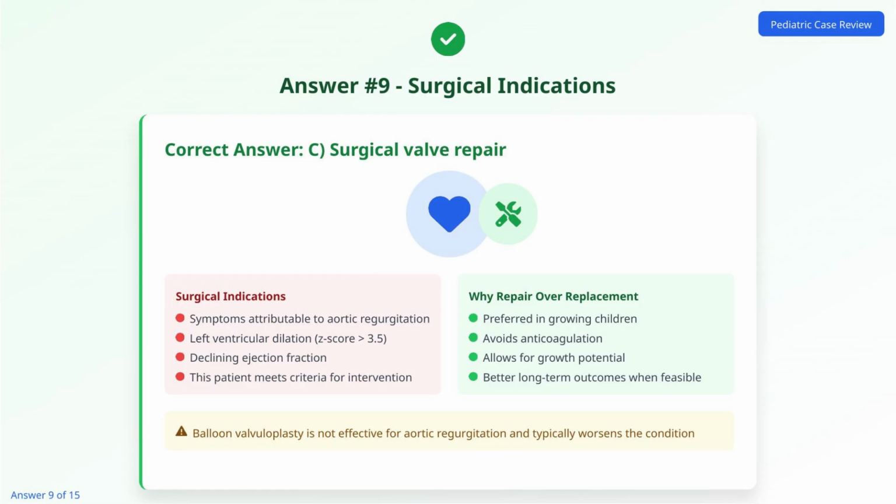This patient has severe aortic regurgitation with significant left ventricular dilation, indicated by the Z-score greater than 3.5. Surgical intervention is indicated even with preserved ejection fraction. In pediatric patients, valve repair is preferred over replacement whenever anatomically feasible to avoid anticoagulation and allow for growth. Balloon valvuloplasty is not effective for aortic regurgitation, as it typically worsens the regurgitation.